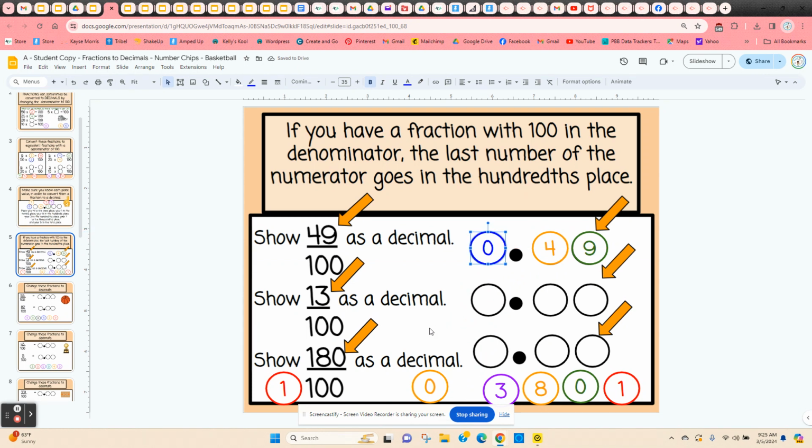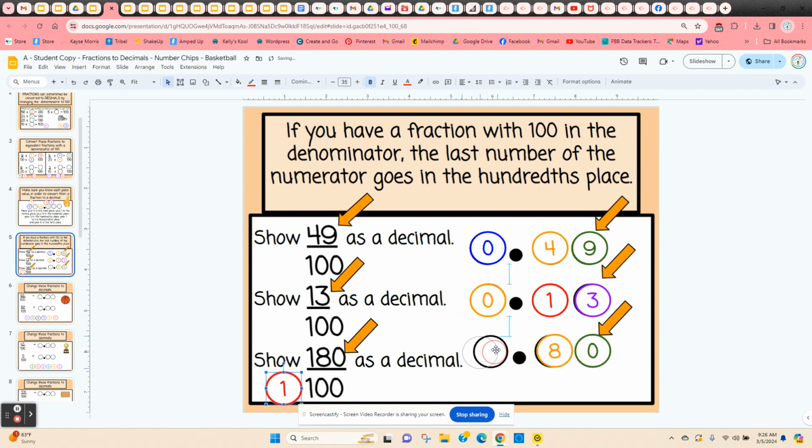Here we have 13 hundredths. That number that's in the 1 place in the numerator is going to go in the hundredths place. That means the 1 will go to the left of the 3, and this number will be a 0. When we get down to the last one here, 180 hundredths. The 0 will go in the hundredths place, and that means when we place the 8 and the 1 in order, we get 1 and 80 hundredths.